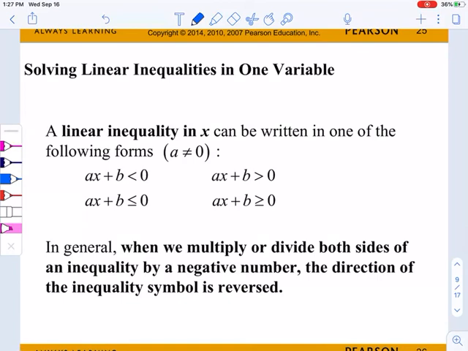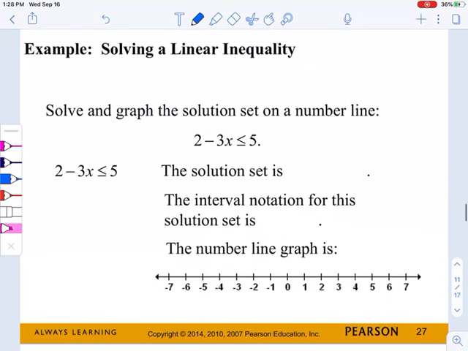In general, when we multiply or divide both sides of an inequality by a negative number, the direction of the inequality symbol is reversed. So anytime you're solving to get x all by itself and you multiply or divide by a negative number, negative meaning opposite, that means you need to take the opposite inequality sign. Again, Algebra 1 stuff in that case. So, solving a linear inequality. Solve and graph the solution set on a number line.